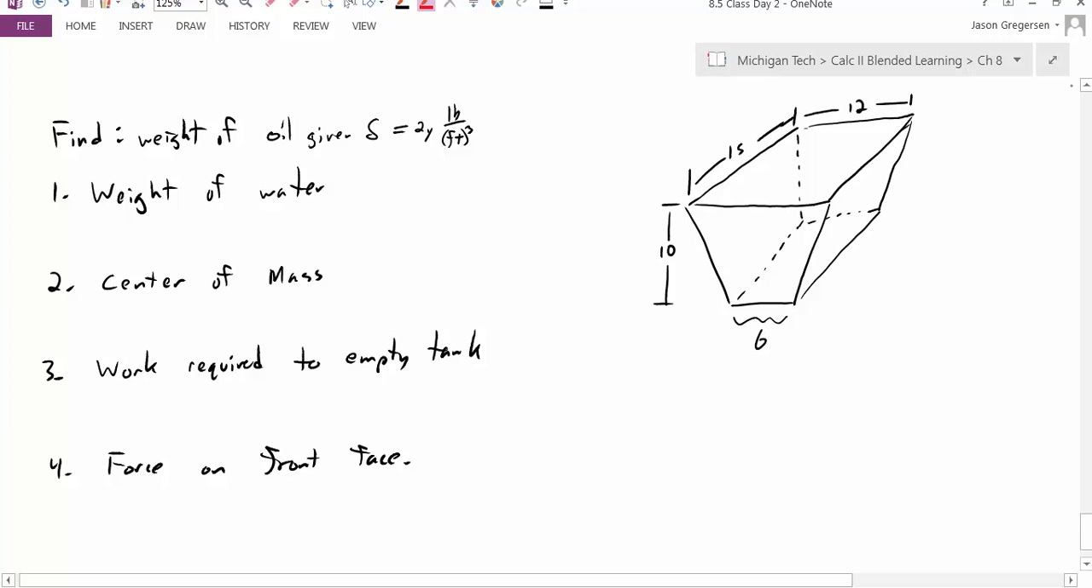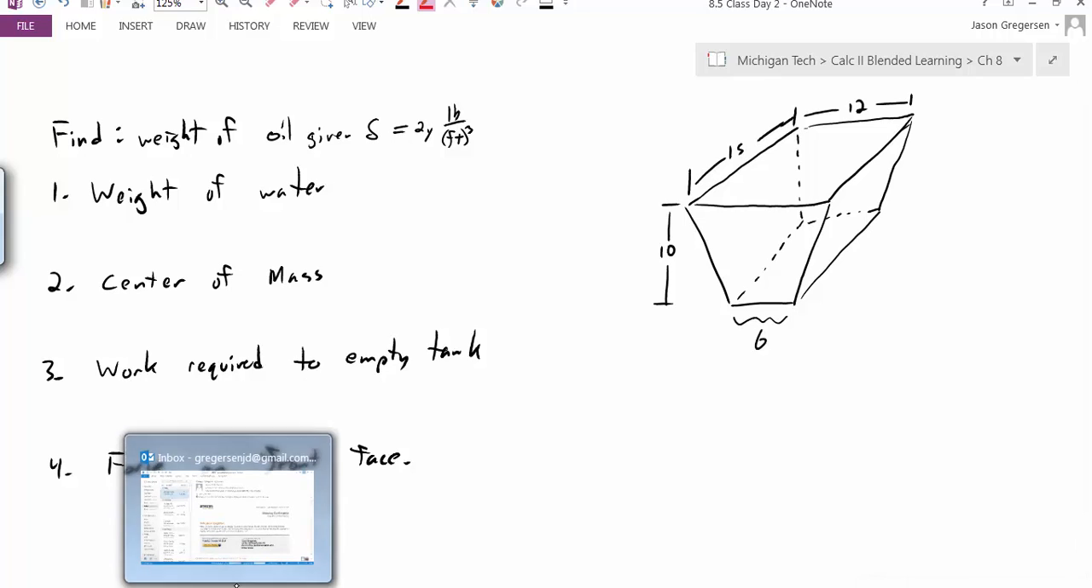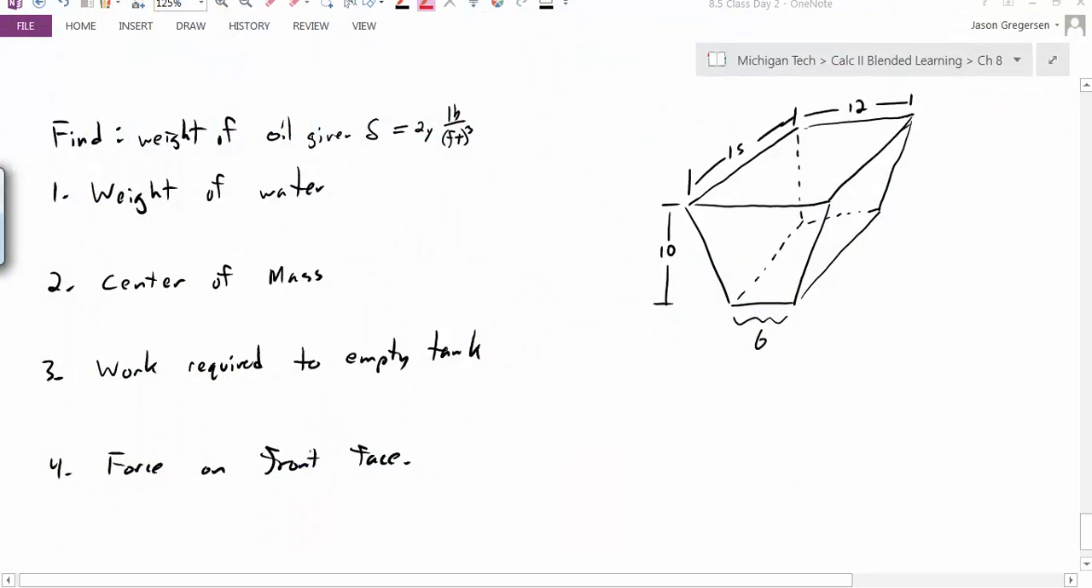We'll give you a good 7-8 minutes. That should say weight of the oil, I guess. Weight of the oil.